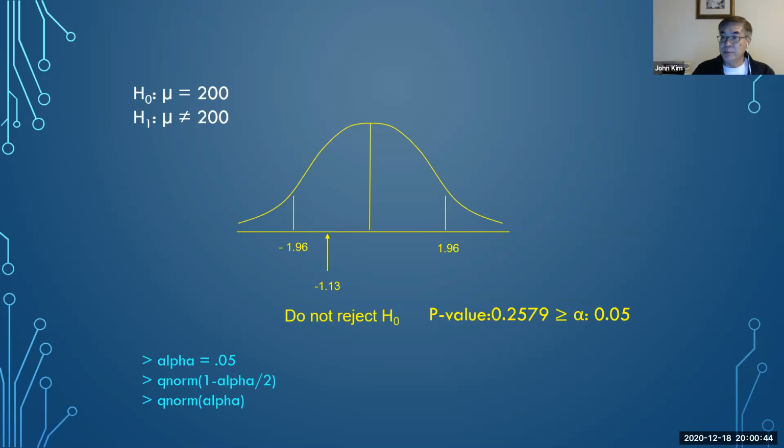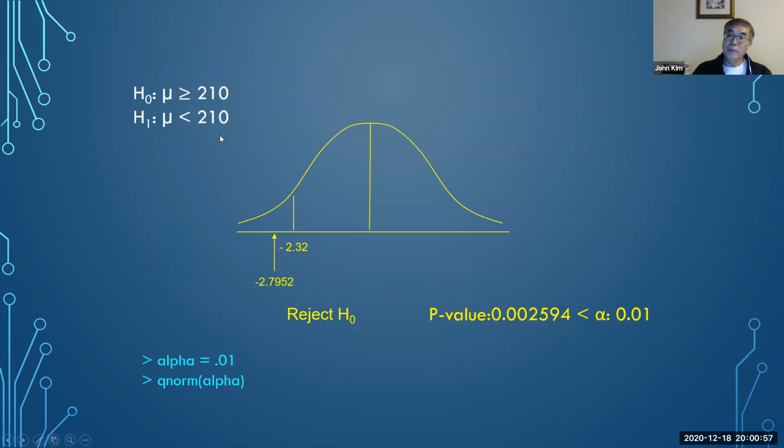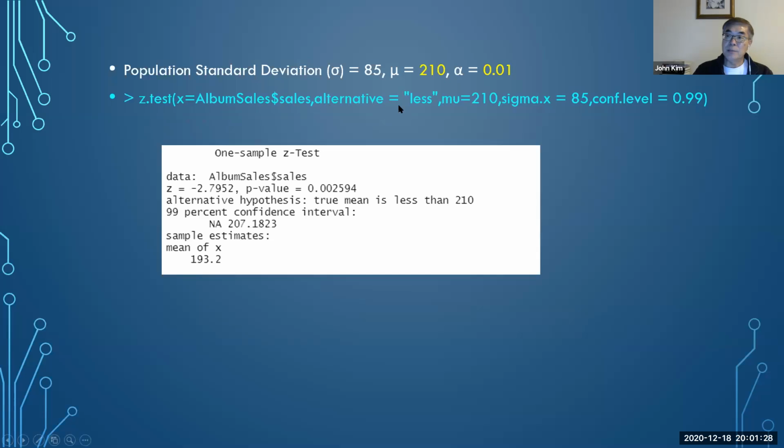Next one. Assume one tail. So the hypothesis looks like this. Maybe the question is, if the sales is less than 210, then the alternative hypothesis looks like this: less than 210, and the null is greater than or equal to 210. So the only difference is this alternative.